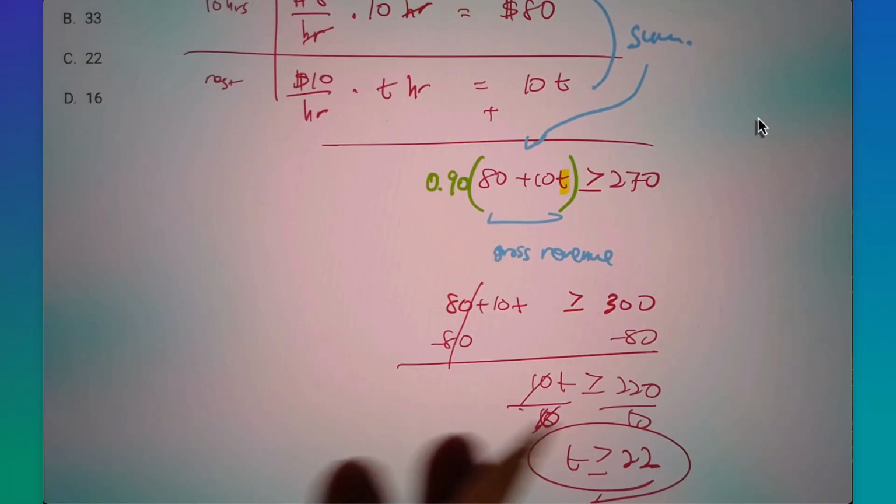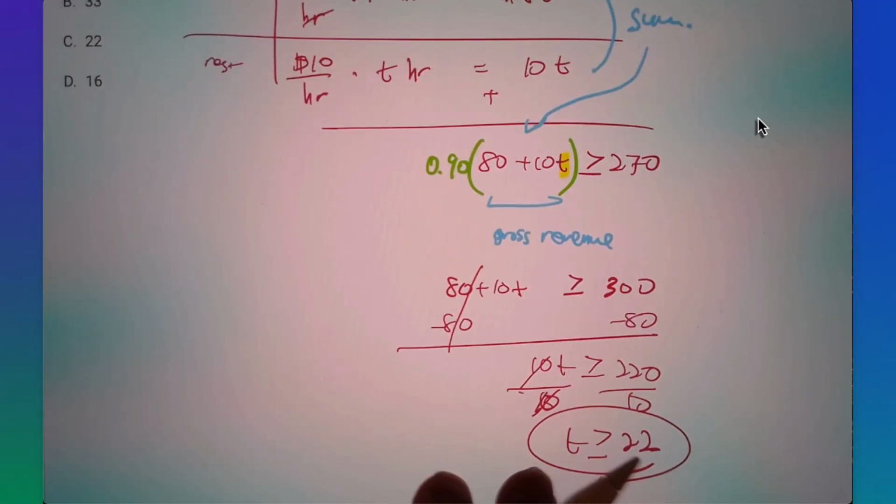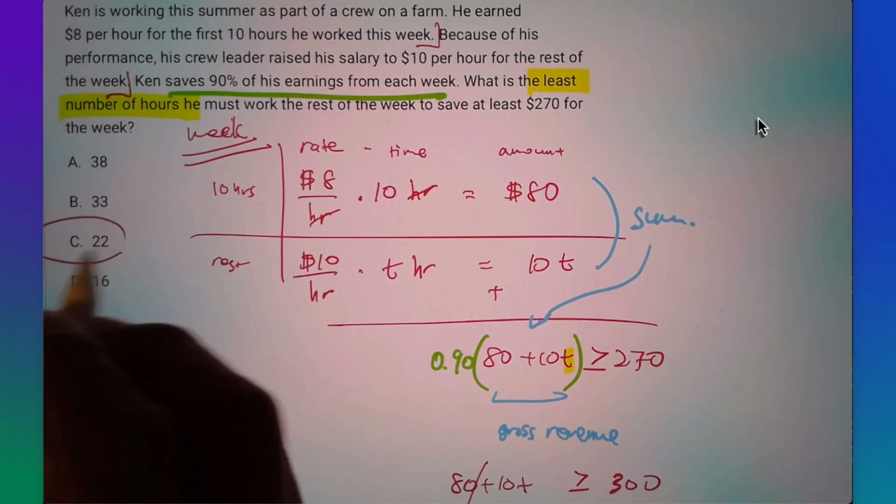But for 10t here, the least t you can have is 22. The answer should be C.